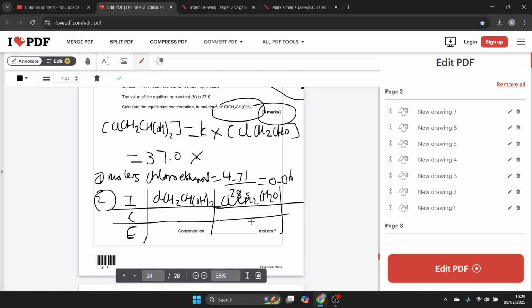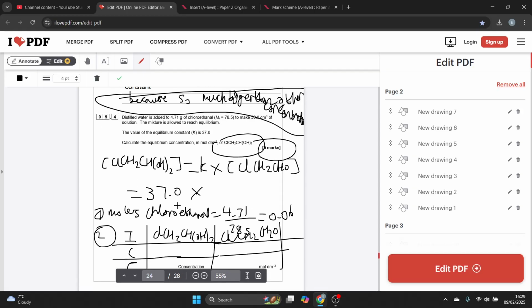And I know that initially of chloroethanol, I've got 0.06. Therefore, the equilibrium moles: I'm going to minus x, so it's going to be 0.06 minus x, and therefore the equilibrium moles of ClCH2CH2OH is going to be equal to this, which squared is going to be equal to x.